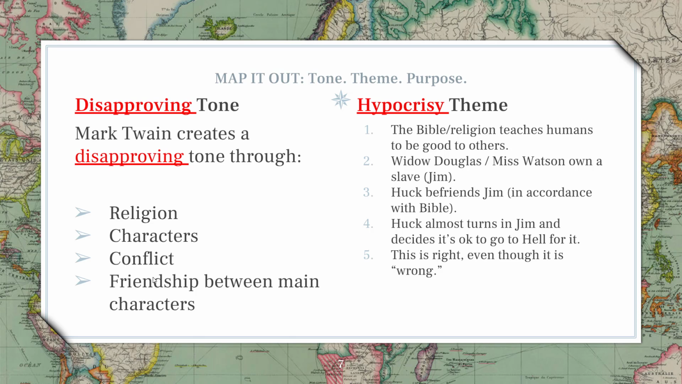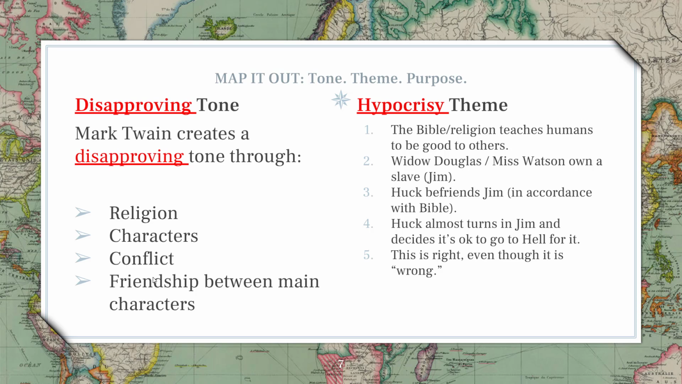So the Bible and the religion in the book teaches humans to be good to others. Now follow my logic here. Again, I'm just brainstorming and laying this all out so that it makes sense before I get to the writing process and figure out I've spent all of this time for nothing. We don't want that. Okay, so the Bible teaches humans to be good to others, right? So Widow Douglas and Miss Watson own a slave. That's Jim. Okay, if they're such civilized people and they abide by the Bible's rules, then why do they enslave another human being? Okay, so then Huck, who is uncivilized, befriends Jim.